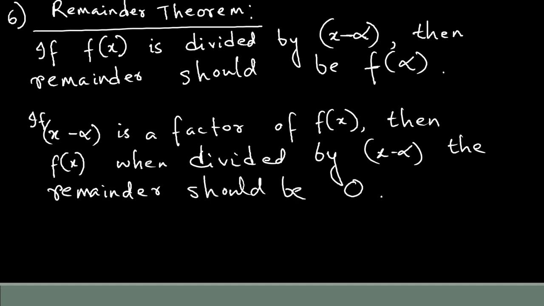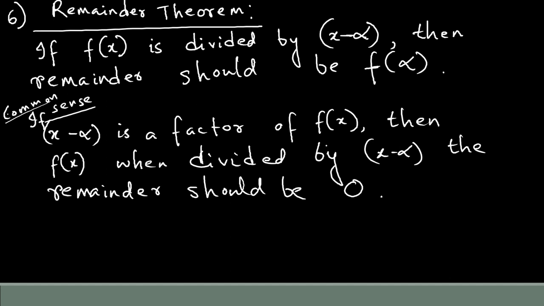So I just wrote this, it is not a theorem, I just wrote this from common sense. There is a reason I wrote it, because now I want to discuss the factor theorem. You see, from the remainder theorem, when fx is divided by x minus alpha, the remainder should be f of alpha.